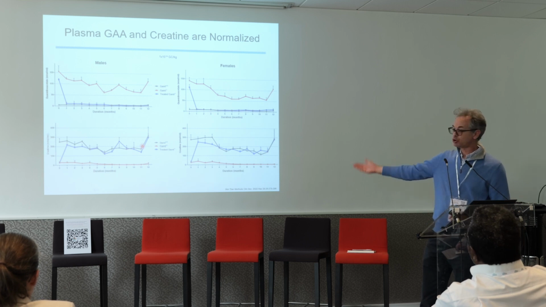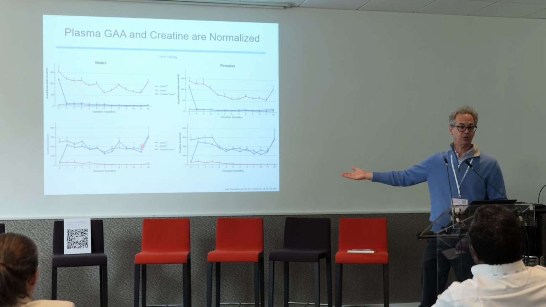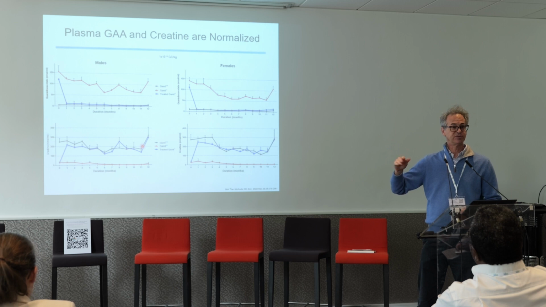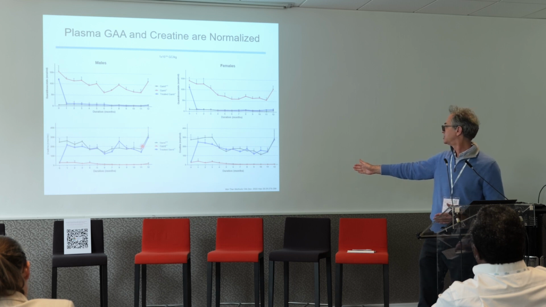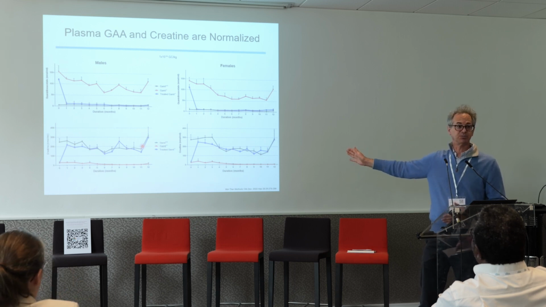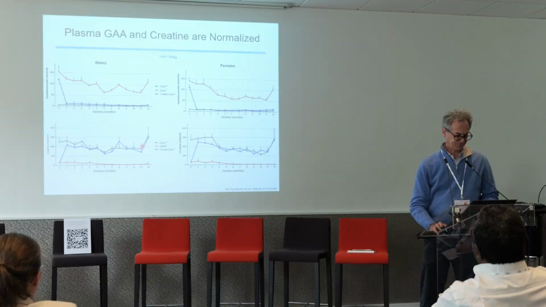So what I've shown you to this point is that over a year, and typical mice in the lab live about 2 years, so this is about half their lifespan, that's where we stopped the study. We did not continue beyond that point. But we see that the level in the blood is normal.